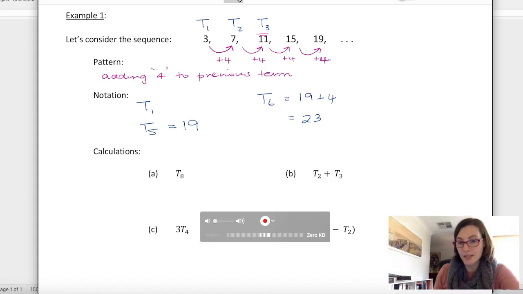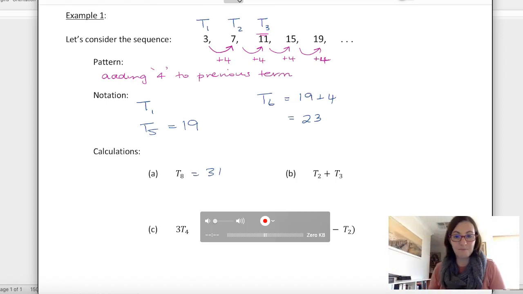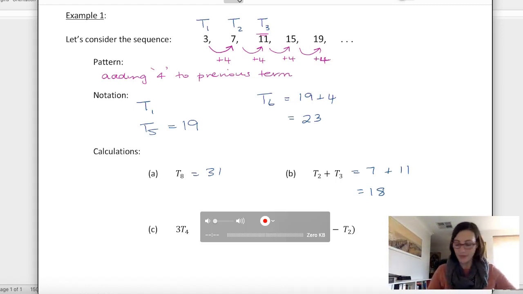So if I asked you what is the value of term 8, well, I would just keep continuing on my sequence here, and I would say, well, I've got 23 for term 6, term 7 will be 27, so term 8 will be 31. For terms 2 plus terms 3, so I'm going to say, well, term 2 is worth 7 and term 3 is worth 11, so adding terms 2 and 3 together, I get 18.